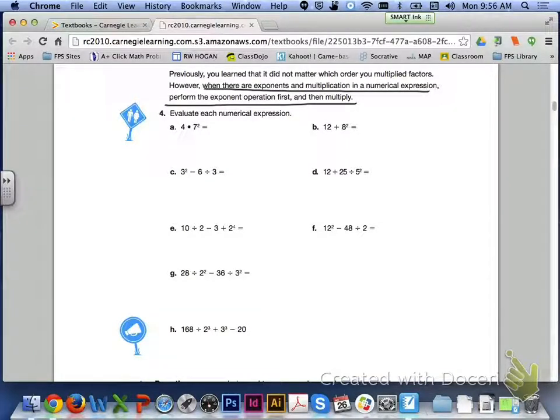It says, previously you learned that it did not matter which order you multiplied factors. However, when there are exponents and multiplication in a numerical expression, you need to perform the exponent operation first and then multiply. So go ahead for number 4 and evaluate each numerical expression. Do letters A through H.